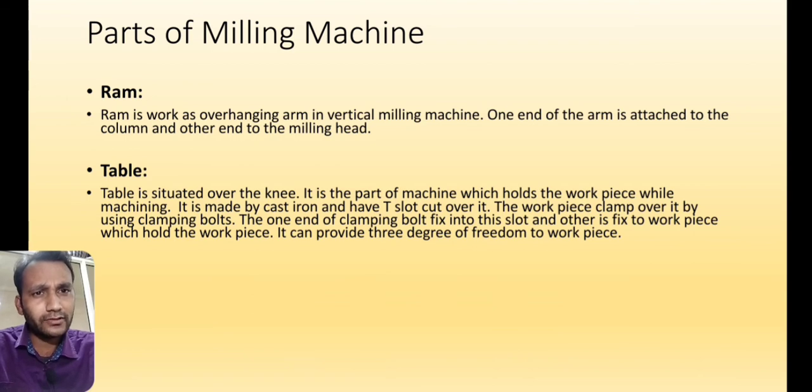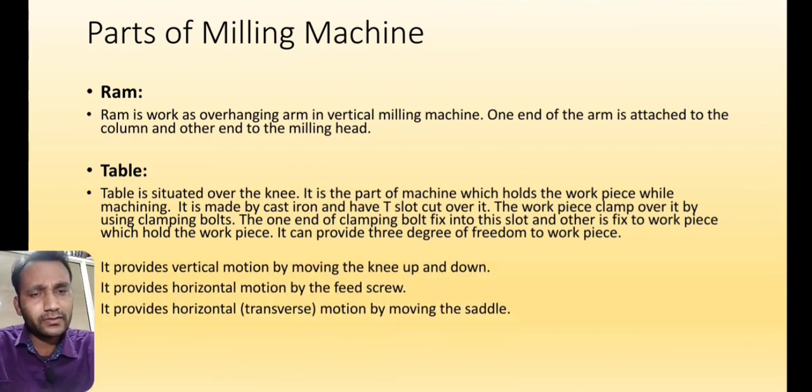The table is mounted over the saddle and has T slots. This I have also discussed. The table can provide vertical motion by moving the knee vertically up and down. Horizontal motion is provided by the feed screw, and by the saddle you can provide horizontal motion.